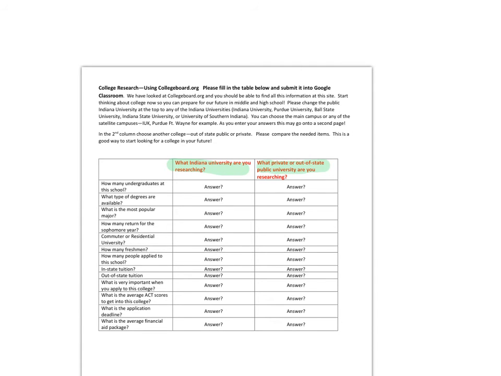It can be any college, private or public, especially out of state. So you want to kind of start looking at your options. The questions are in this table over to the left. For instance, it says, how many undergraduates at this school? Well, up here, if I was doing this, I would change this title to Ball State. I would go back to Ball State and I would say how many undergraduates at this school? Page 2, and you would replace this right here with that answer.